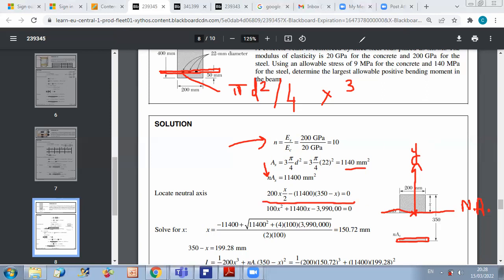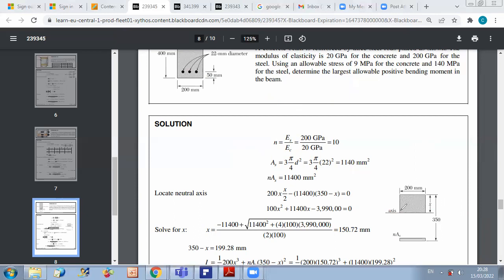Let us apply it here in this problem. So we want to locate the neutral axis. It's somewhere below the top. We don't know this distance. We call it x. And then we apply the formula. We say the area of this part is 200 times x. And the centroid of this part is at x over 2 from the neutral axis, so times x over 2. Now this part is below the neutral axis, so minus nAs times this distance.